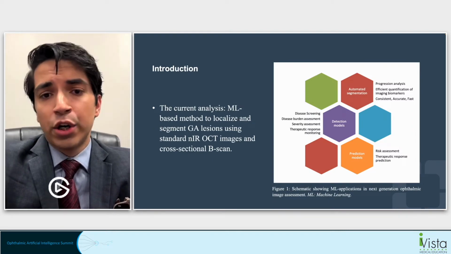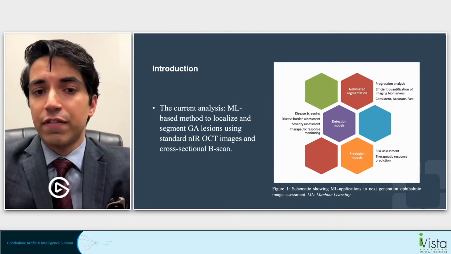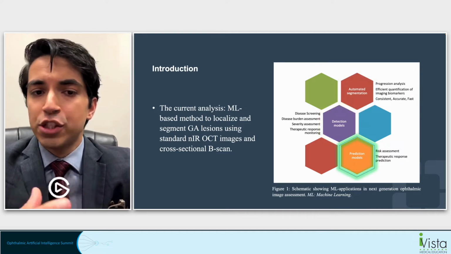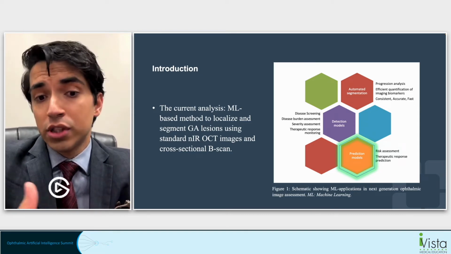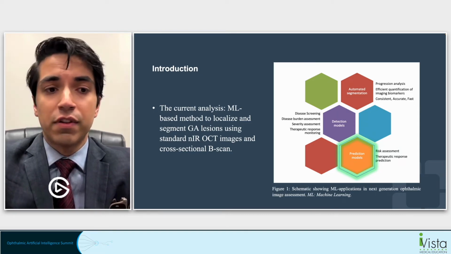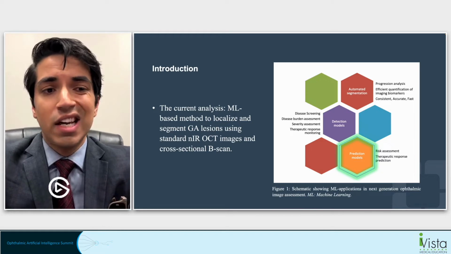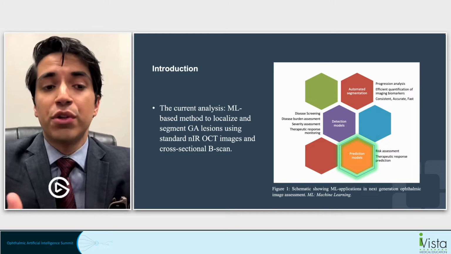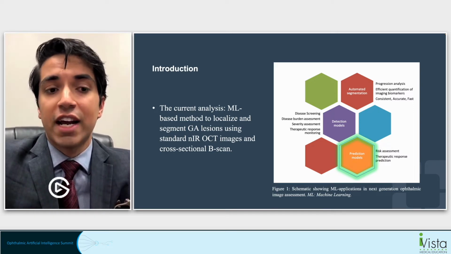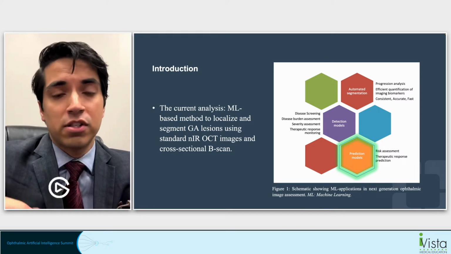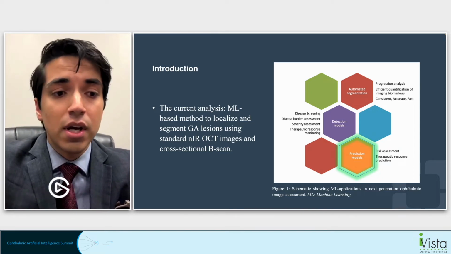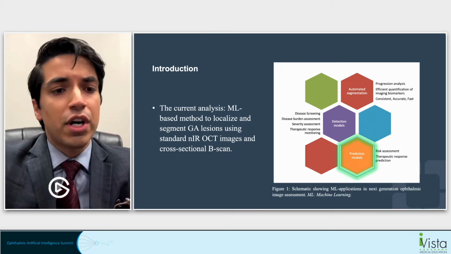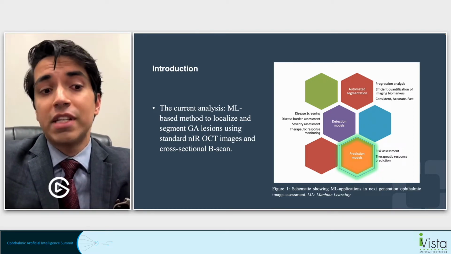As was highlighted earlier, machine learning has been used for several different aspects in ophthalmology. It can be used for automated segmentation, detection of disease, or even prediction and prognostication for several of our disease entities. The current analysis that I'm sharing today is based on utilizing machine learning to localize and segment geographic atrophy lesions precisely, with pixel-level area measurements and presence or absence binary detection, using standard near-infrared OCT images and cross-sectional B scans.